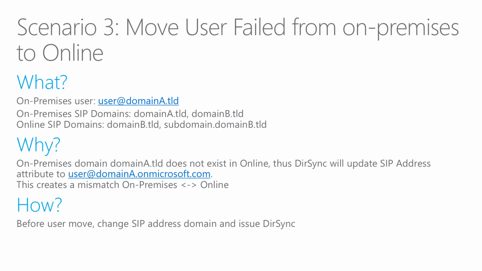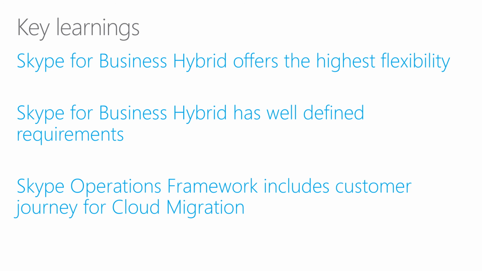So how to solve this: before moving users, you need to change the SIP address domain and issue DirSync again. So in summary, what are the key learnings here? Skype for Business Hybrid offers you the highest flexibility in moving online, having some users online that you want to test some new functionalities with, and keeping other users on premises that you want to keep their existing features.